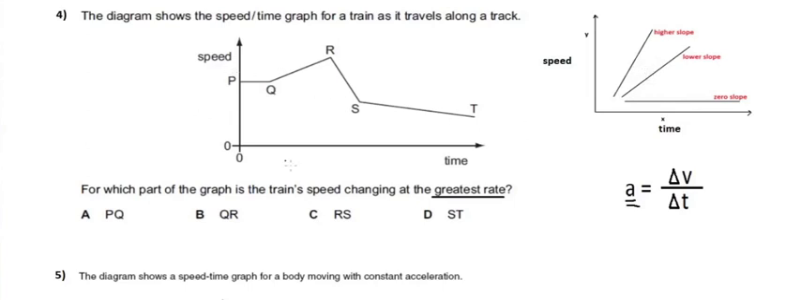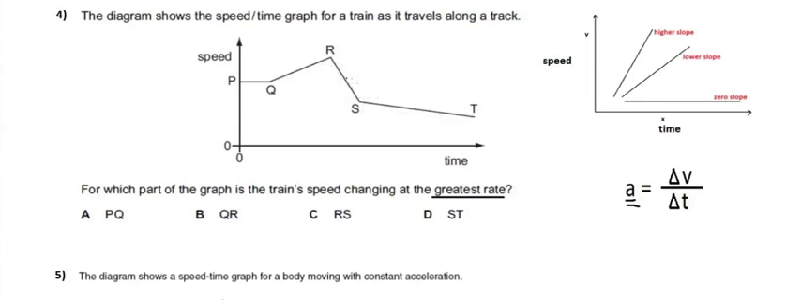So it is a speed time graph given over here, and the slope of the speed time graph is nothing but acceleration. And the steepest line, you can see this RS is nothing but the steepest line. So PQ is the horizontal line, so acceleration, we can say it is 0. For QR, we will get some positive value of the acceleration. For RS, we will get the negative value of acceleration, but the magnitude will be highest. And again, for ST, we will get some negative value, but the value is smaller than the RS value.